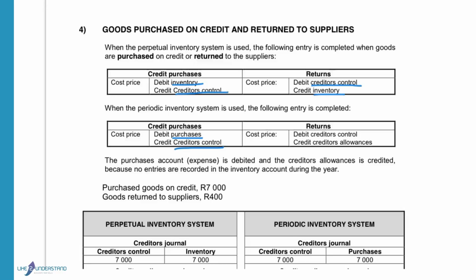In the periodic system, you will also debit your creditors control to reduce your debt, but you will open a new account, creditors allowances. So because you are not allowed to write in your inventory account, you will have a creditors allowances account in the periodic inventory system.